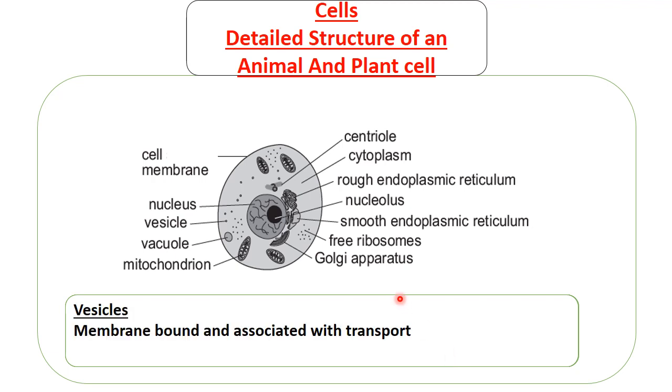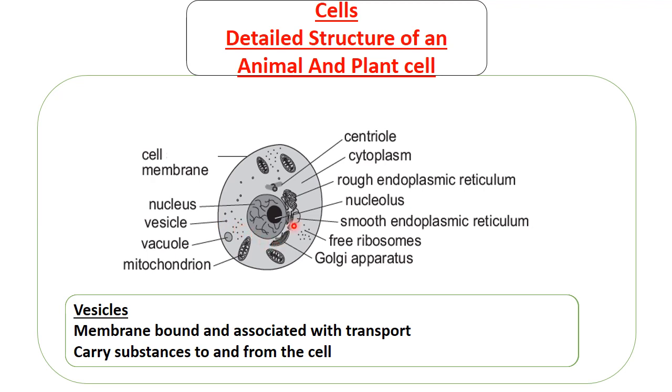Another organelle has the vesicles. So the vesicles are these small organelles here. These are transport agents and they are always going towards the cell membrane. So we say they are membrane bound and associated with transport. How do they do that?